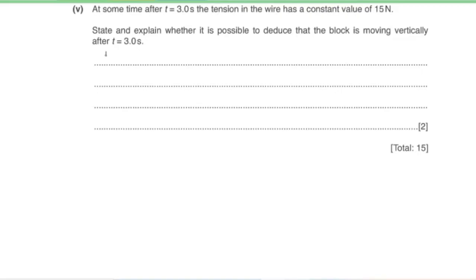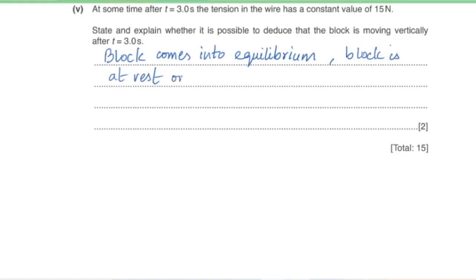So we can write that the block comes into equilibrium state because now the tension in the wire, which acts upwards, is equal to the weight of the block, and they both are 15 newtons and are in opposite directions to each other. So the block comes into equilibrium, the block is at rest, or is moving with constant velocity.